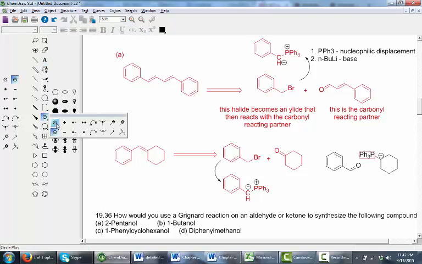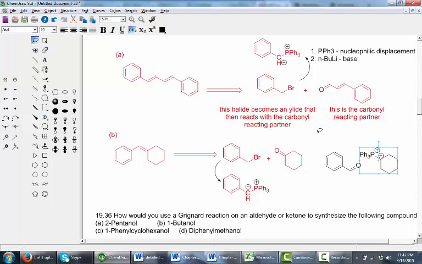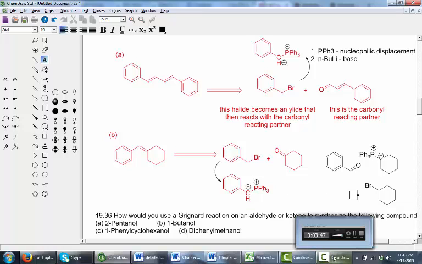What that's going to do is form this guy as my ylid, and that ylid could theoretically have come from this guy being attached to the bromide. However, that secondary bromide is going to be too hindered to be displaced efficiently by the triphenylphosphine. So this step is not going to proceed well, which means that breaking the alkene in this direction is not going to be productive, and that limits me to making this particular alkene from this kind of Wittig reaction. Alright, so that's the answers to 1935.